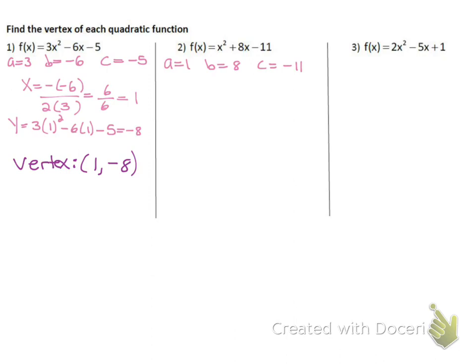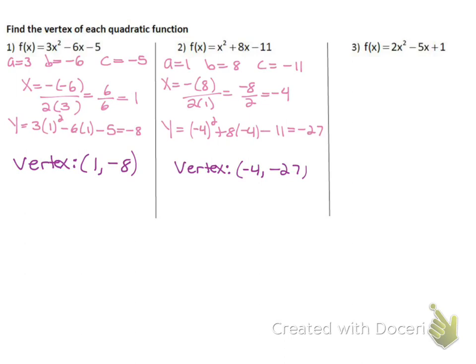So problem number 2, start out by listing a, b, and c. In this case, a is 1, b is 8, and c is negative 11. Next, we need to find our x value. Remember, always substitute in parentheses, okay? Negative parentheses 8 over 2 parentheses 1. We get a numerator of negative 8 over a denominator of 2, which gives us an x value of negative 4. In order to find y, we're going to substitute in. When we substitute in parentheses and use our calculator, we get y equals negative 27. That gives us a vertex of x comma y, or negative 4 comma negative 27.